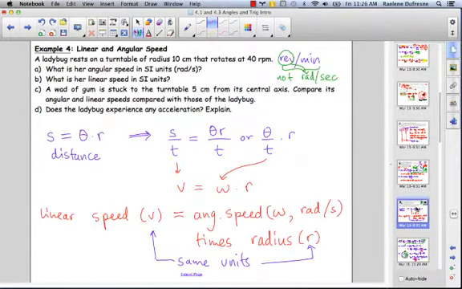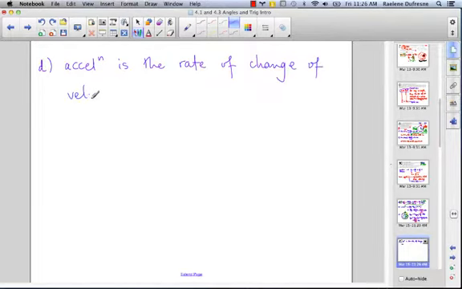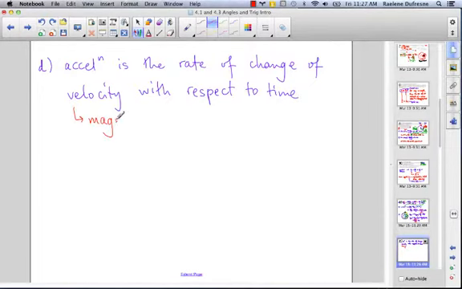The last part of this question is, does the ladybug experience any acceleration? Well, let's just remember what acceleration is by definition. Acceleration is the rate of change of velocity with respect to time. And velocity is a vector quantity, and so velocity is composed of speed or magnitude, how fast is something going, and also where is it going, direction.